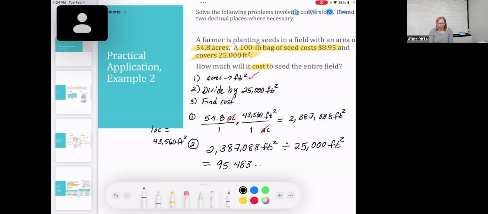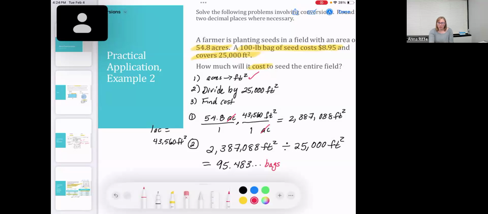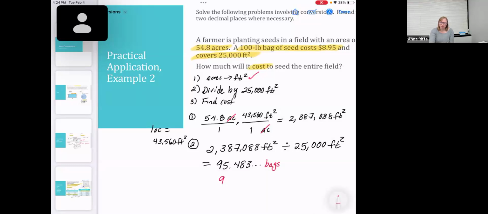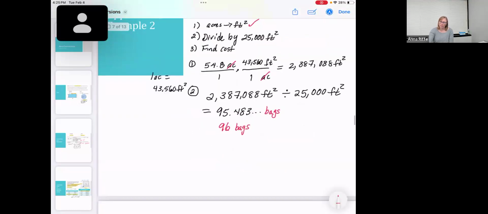One thing we want to note here is that this tells me the number of bags of seed needed. I probably can't buy a part of a bag of seed. So we really need 96 bags. So we need 95 plus another part of a bag. So we need to buy that 96th bag. In case you're a farmer and ever want to sow seed in your field.